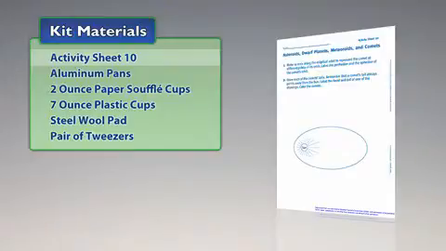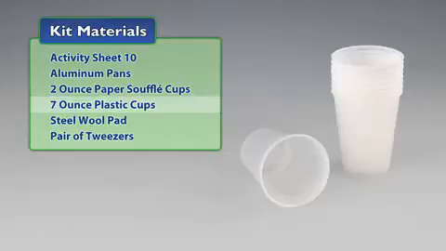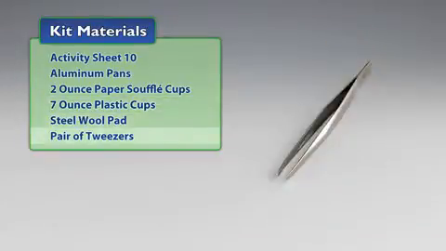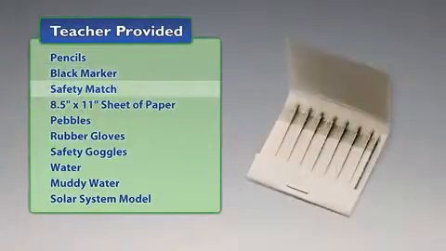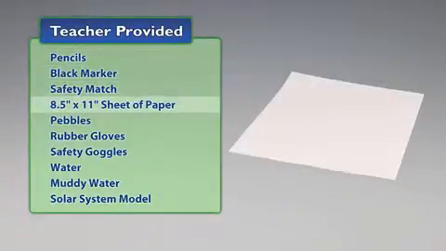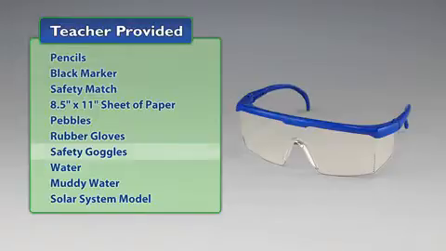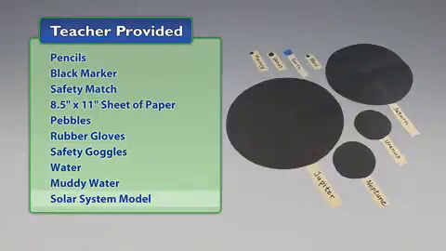Activity Sheet 10, aluminum pans, 2-ounce paper soufflé cups, 7-ounce plastic cups, steel wool pad, and a pair of tweezers. You'll also need to provide pencils, black marker, safety match, 8.5 by 11-inch sheet of plain paper, pebbles, a pair of rubber gloves, a pair of safety goggles, water, muddy water, and a solar system model from Activity 8.